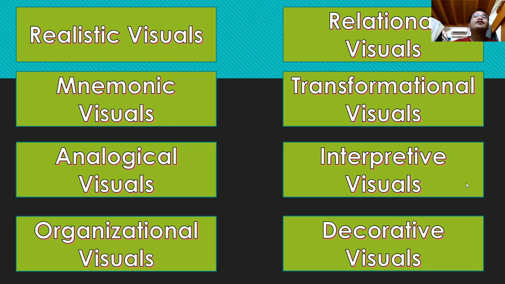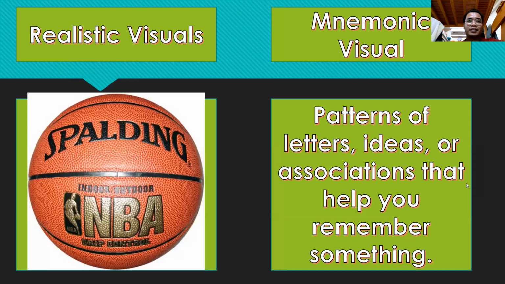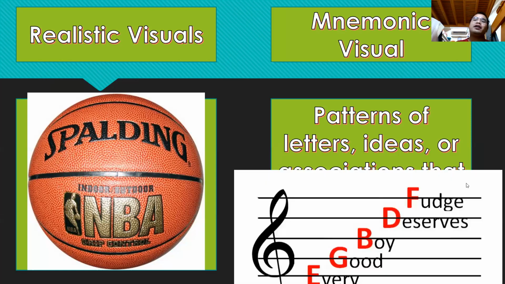Traditional media. So what are realistic visuals? Realistic visuals from the word real. They show actual object under study. So if you brought a basketball, an actual basketball, when you're teaching basketball, that's a realistic visual. Okay, you're teaching volleyball, you brought an actual volleyball, that's a realistic visual. You're teaching about the parts of a chicken or the parts of a flower, you brought an actual flower or an actual chicken, that's a realistic visual.